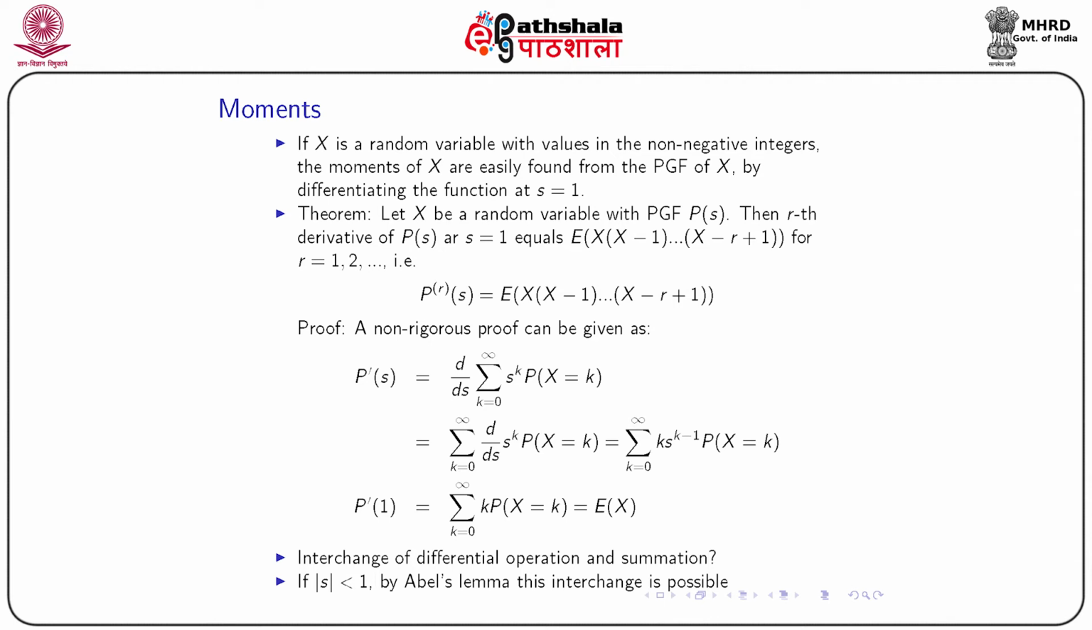So the first order population moment can be computed by differentiating the probability generating function once and putting s equals to 1. So why are we saying this is non-rigorous? In the whole procedure of proving this result, we have assumed that we can interchange the order of summation and the differential operation. But the question is, is it permissible? Well, in most cases where we have mod s less than 1, this is permissible using Abel's lemma. So if I use the concepts of Abel's lemma, then this interchange is possible and this proof is quite okay.